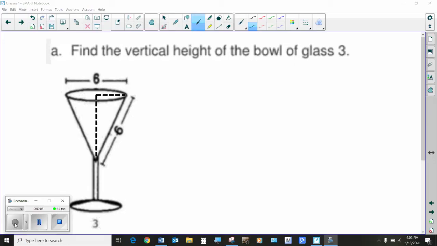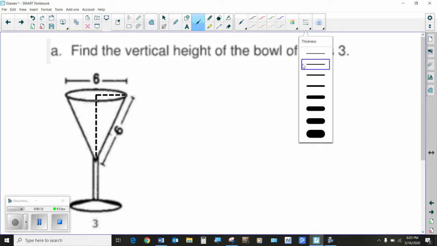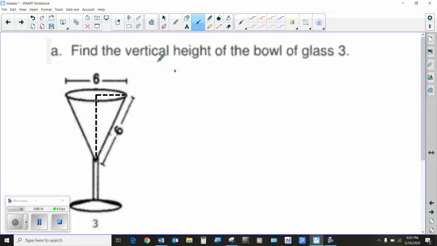All right, welcome back to part 2 of our glasses performance task. So let's see how you're doing on this so far. First off, our task here is to find the vertical height of the glass, which is this measurement right there. And to find that, we have to employ the Pythagorean theorem.